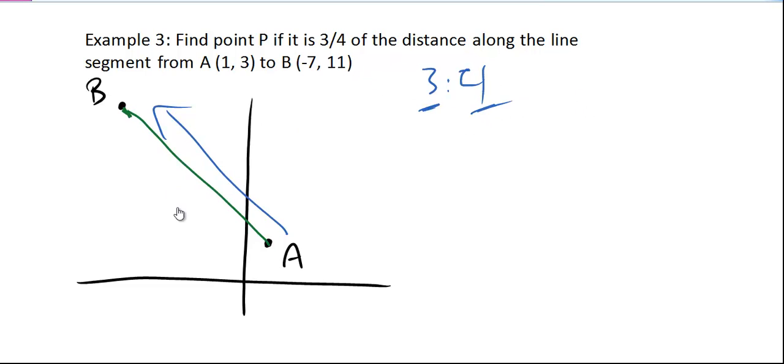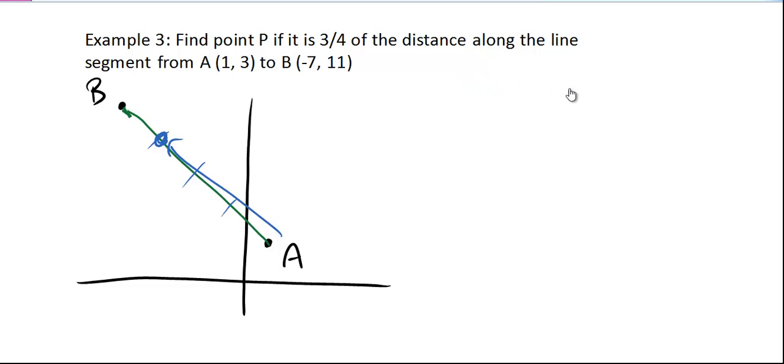A ratio of 3 parts to 4 parts would mean I have 7 total parts. That's not how this is worded. It's saying 3/4 of the distance, which means how many parts do I have? Exactly 4, and I need to go 3/4 of that way, right? So I would be splitting this up into 4 equal parts, and so we can estimate that our point would be somewhere in this vicinity.